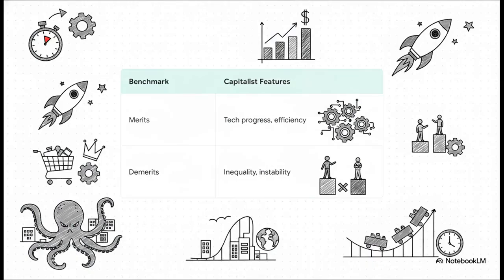Let's run a quick benchmark test on this unlocked OS. The merits are undeniably powerful. You get incredible incentives for technological progress and highly efficient use of resources because, well, inefficient apps just get deleted by the competition. Plus, you generally see a high standard of living with tons of consumer sovereignty, meaning you get to choose exactly what you want to install. But the demerits, they act as massive battery drain. You get acute wealth inequality, fierce class struggle, and severe economic instability. Essentially, your system can crash into brutal cycles of booms and depressions.